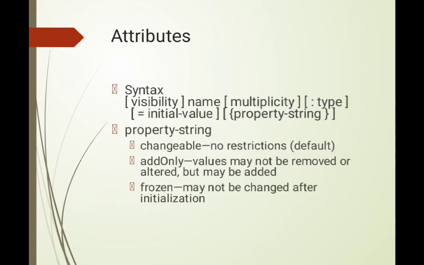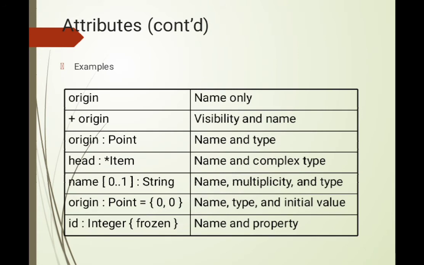Attributes. Attributes can be declared as attribute name with colon, which can be of a data type or can be given an initial value. The syntax is: visibility, name, multiplicity, colon, type, initial value or property string. The property string means changeable, that is, there is no restriction; add only, where values may not be removed or altered but may be added; and frozen, which may not be changed after initialization. Those are the properties of attributes, in which plus origin is nothing but the visibility.